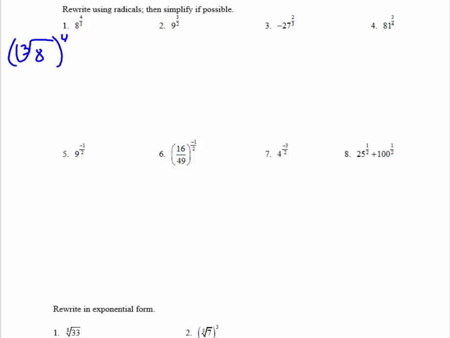What's the cubed root of 8? Well, what number can you multiply 3 times and get 8, which is 2, and then we need to raise it to the 4th power. So 2 to the 4th power is 16. So 8 to the 4/3 is 16.